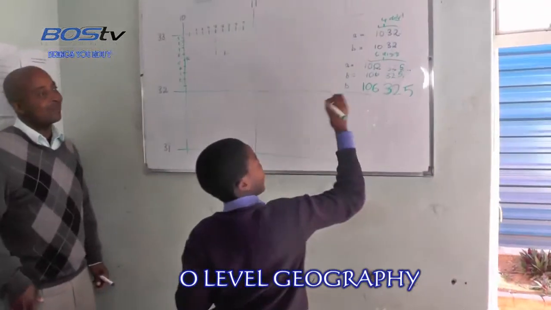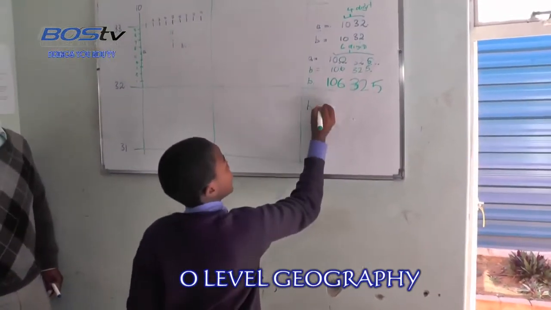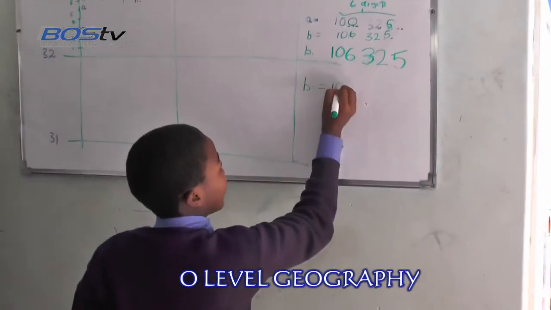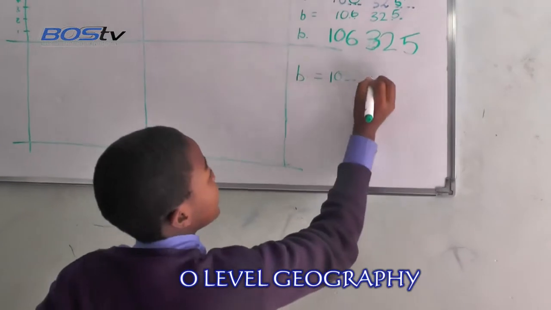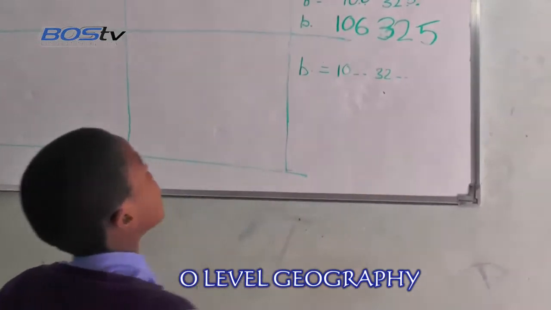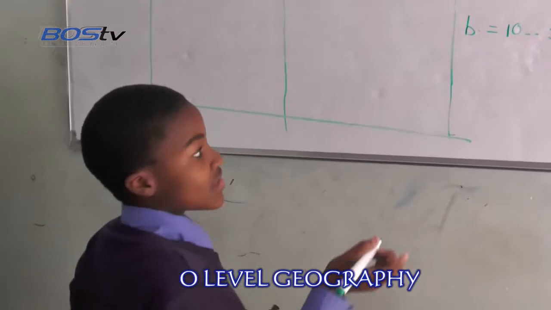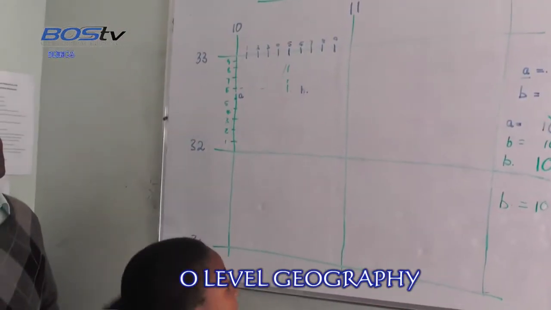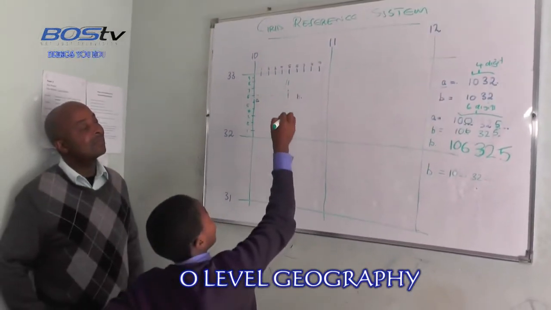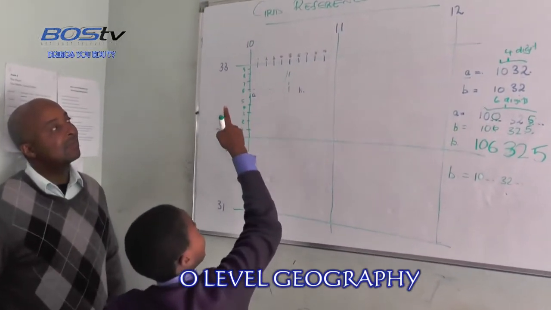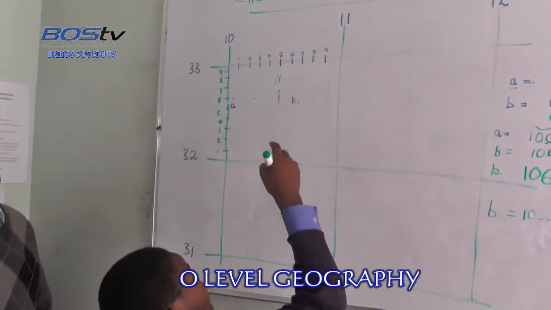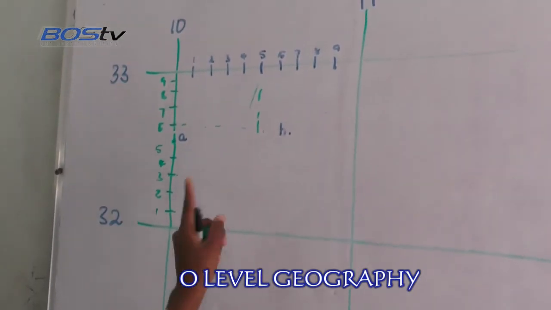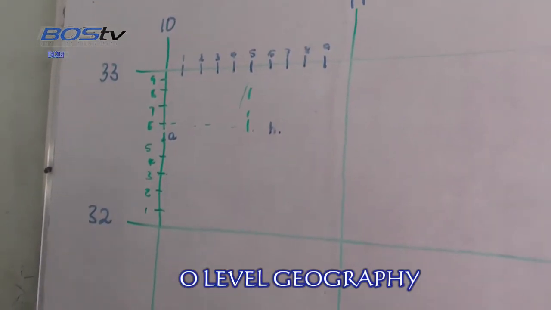So we first write our data, the data of the point is B. Then we write the 4-figure grid reference that we got, it's 10. Then we leave space for the other digit. Then we first give the eastings. So we look at where the point is. The point B is in the middle of 10 and 11, so we want to find the exact position of B between 10 and 11. B is right on 6.